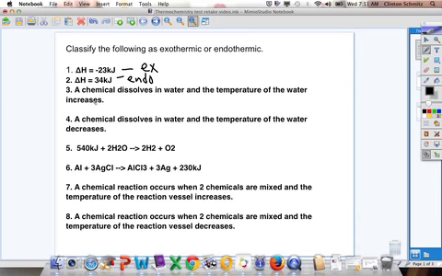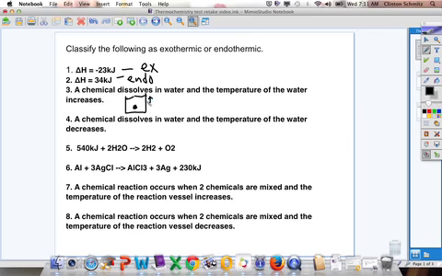Okay, now let's skip down to question number 3. A chemical dissolves in water and the temperature of the water increases. Dissolving really technically isn't classified as a chemical reaction, but let's think about this. If you think about it, here we have a beaker, here we have the chemical. Now the temperature of your water is increasing, the temperature is going up.